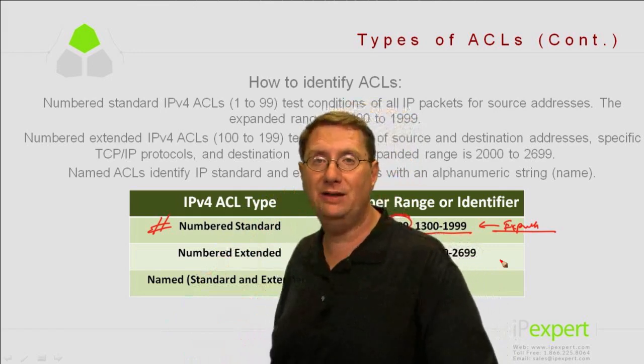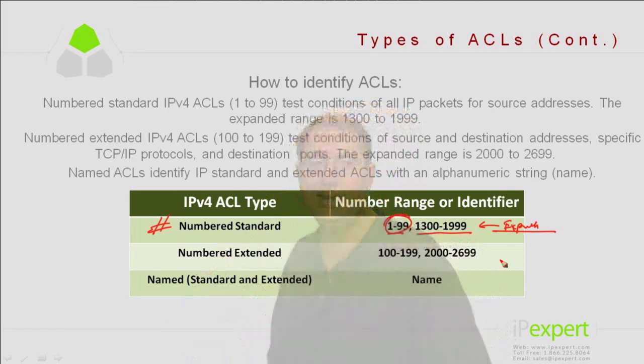And what would end up happening if we only had 99, it would severely hamper our ability to do some of the things that they implement. We also have the idea of numbered extended access lists. Because remember, on standard we can filter on source. On extended, we can filter on source, we can filter on destination, we can filter on port.